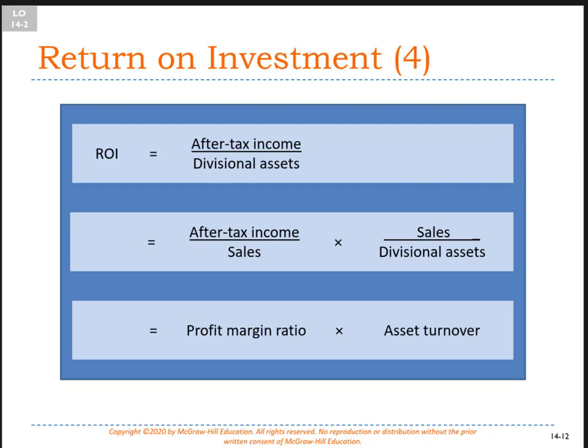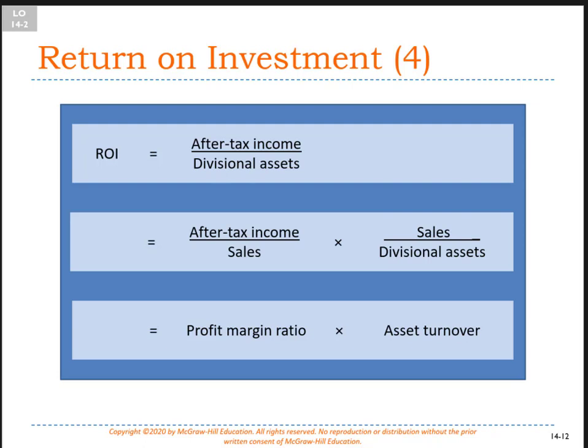when you're looking at improving return on investment, you have the piece, which is the after-tax income divided by sales. That's profit margin ratio. Could we sell our product for a lot more than we paid for it, basically?